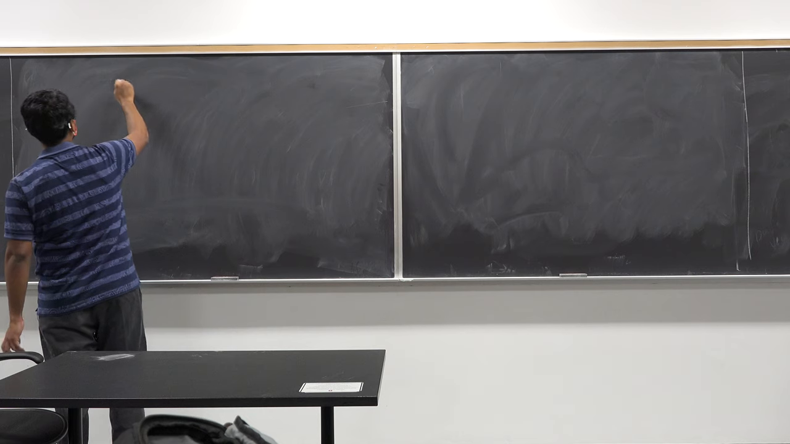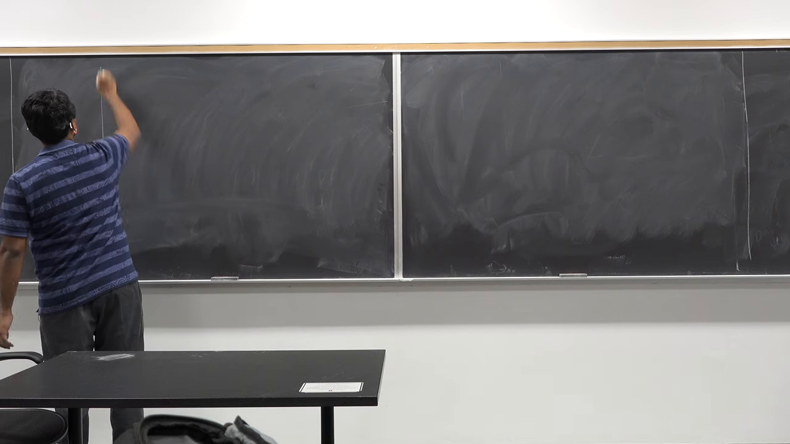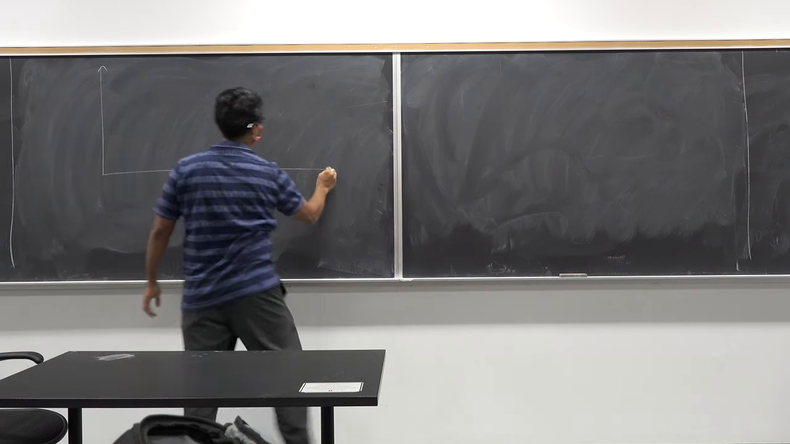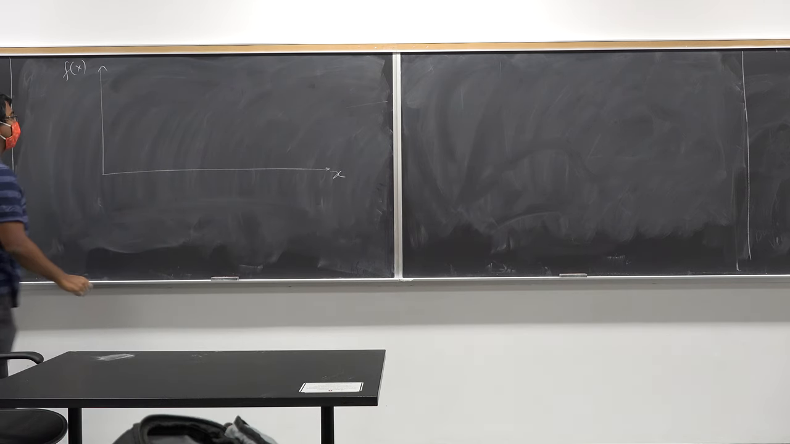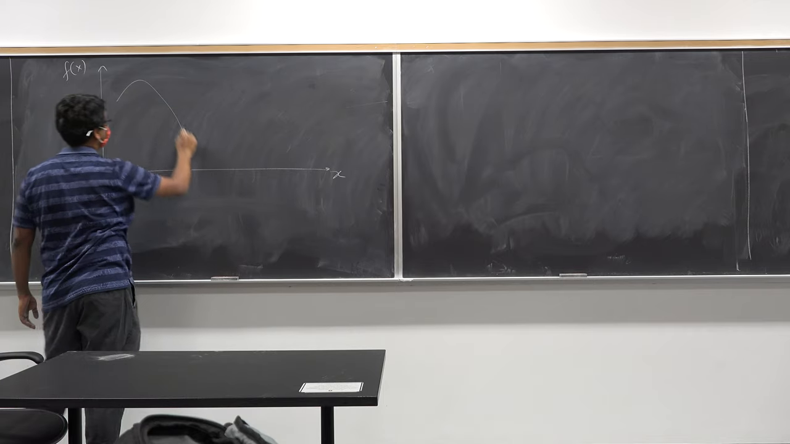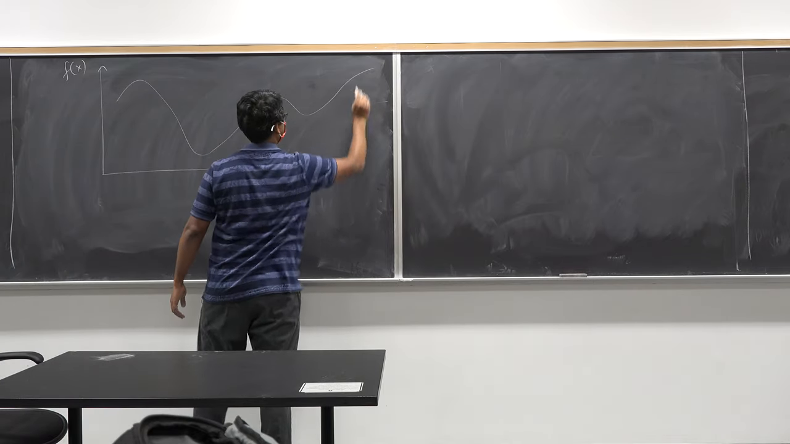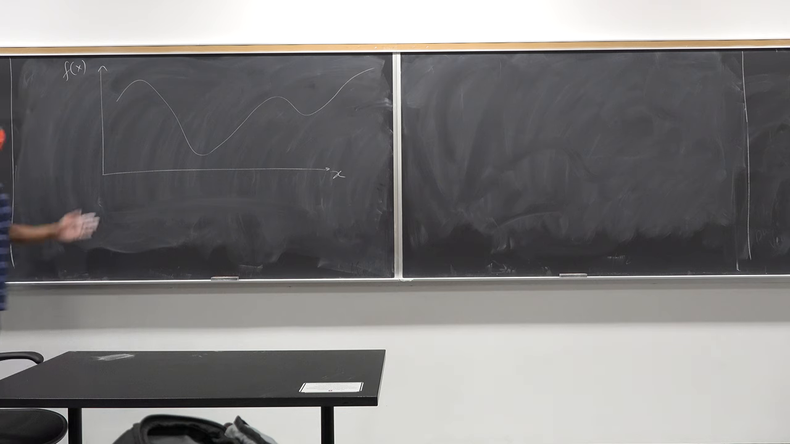So I have a function. This is x. This is f of x. And it's a non-convex function. It looks something like this. This is what the function looks like if you plot it, x on the x-axis and f of x on the y-axis. And we want to minimize this function. We want to come up with an algorithm that gets to the minimum of this function.